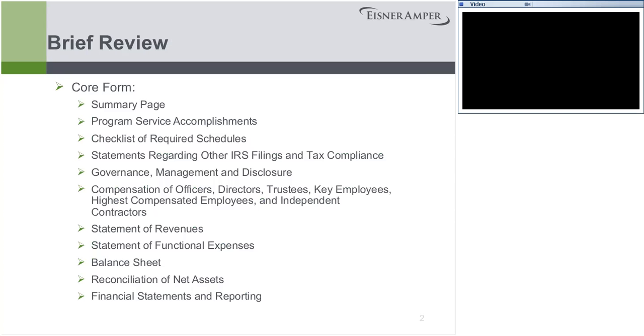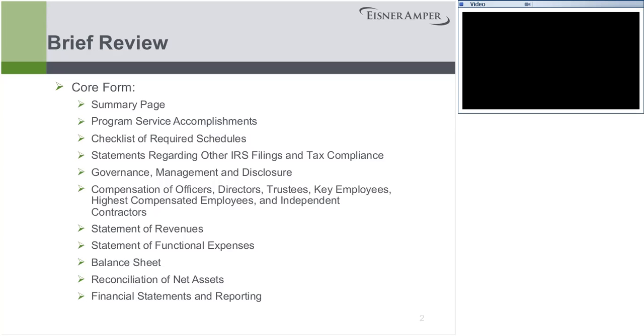So just a brief review, the core form starts with the summary page where it tells you basically what the mission of the organization is, and then it gives you a quick snapshot of their financial information. It tells you how many board members, etc. It also includes a checklist of required schedules, and there you're basically going to check off how many attachments you'll be having based on your answers to the questions that they ask in the core form. It asks you whether or not you've complied with other potential IRS filings. So you'll answer yes or no, and then the reader would know that you actually file additional forms.